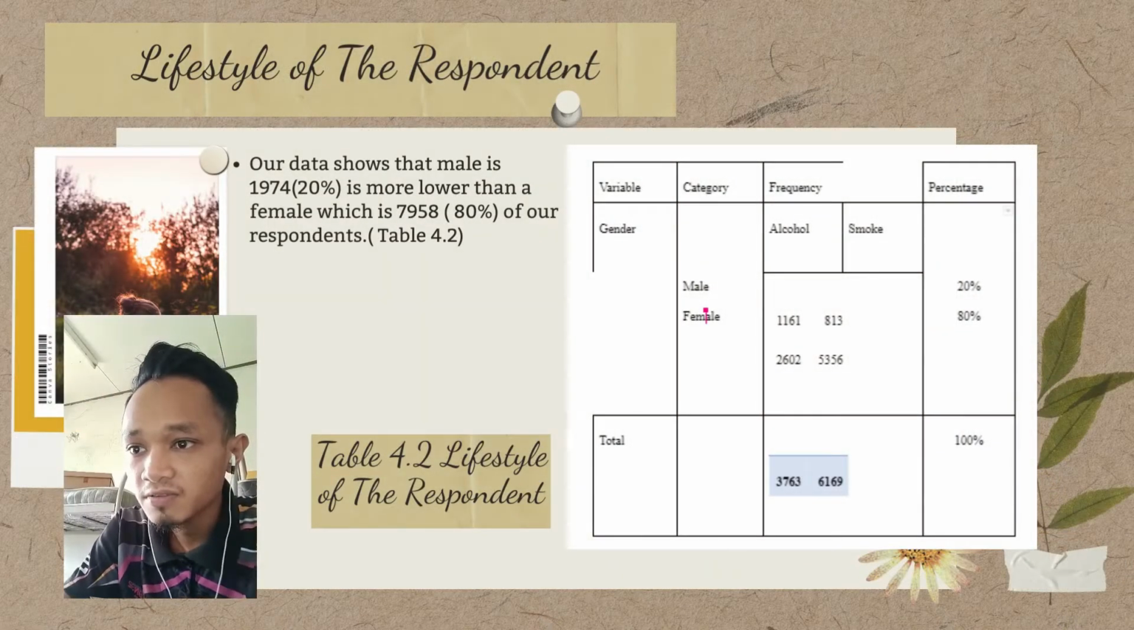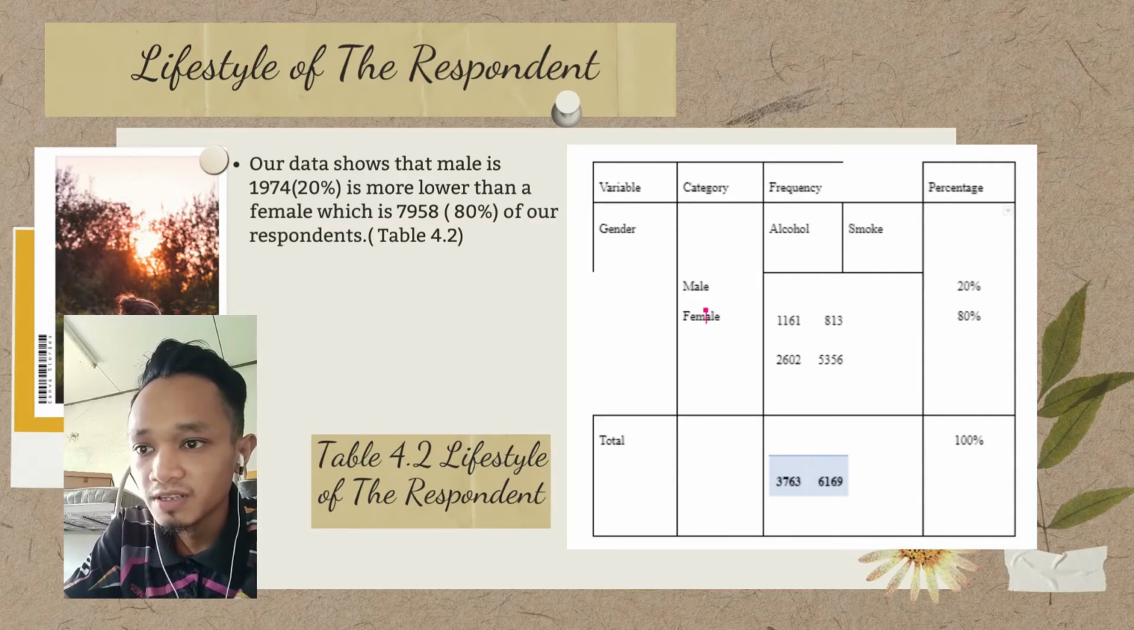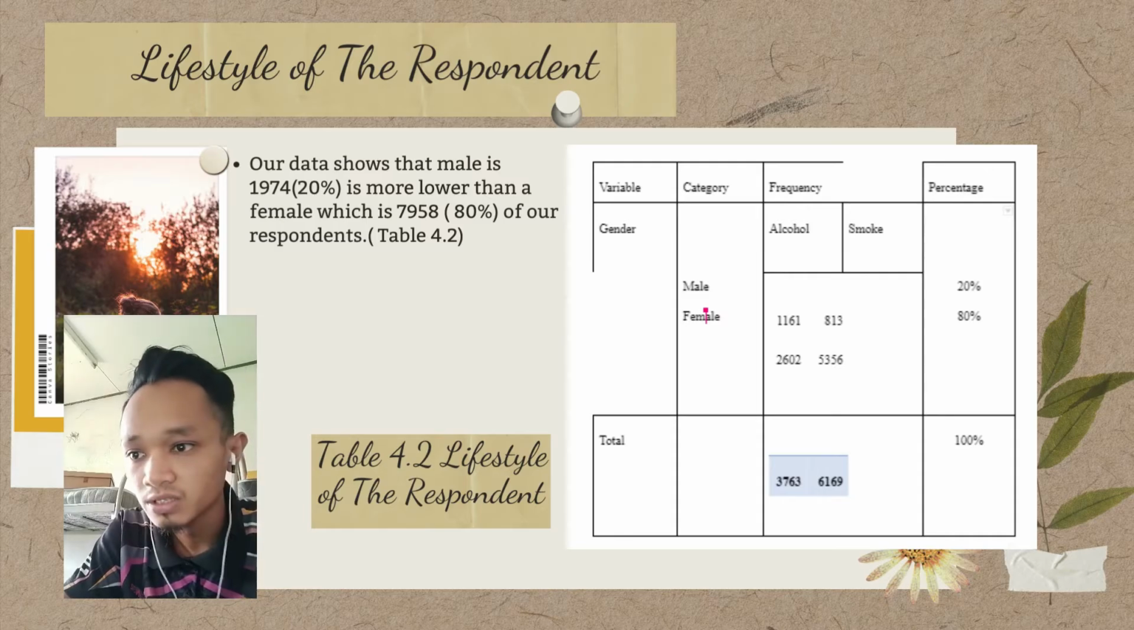And the last one is the lifestyle of the respondents. The survey indicates that both genders have different lifestyles, which relate to health problems. Based on our data, males are 20%, which is lower than females at 80% of our respondents, as shown in table 4.2.